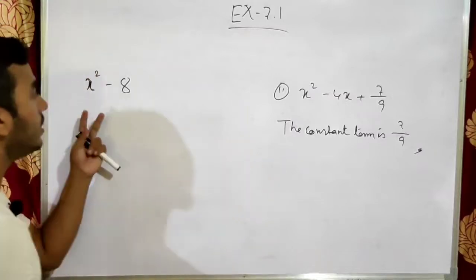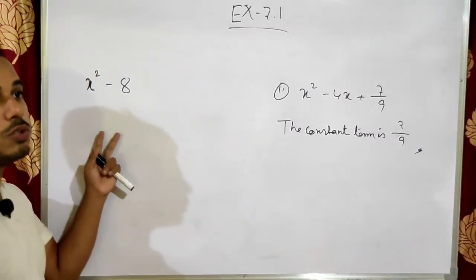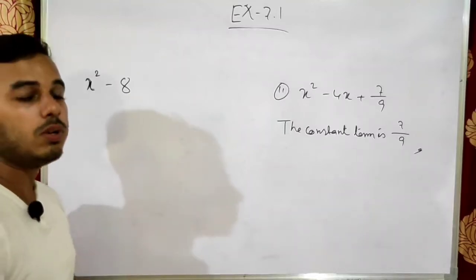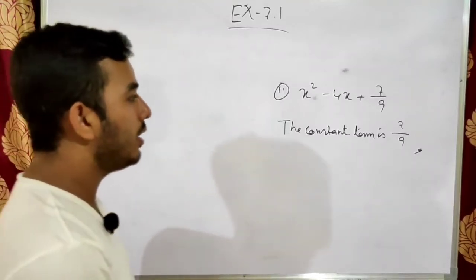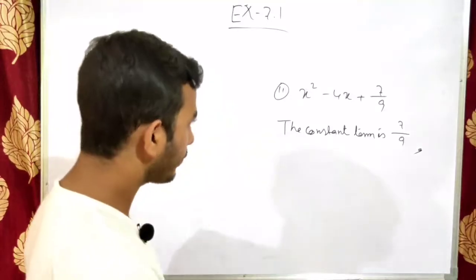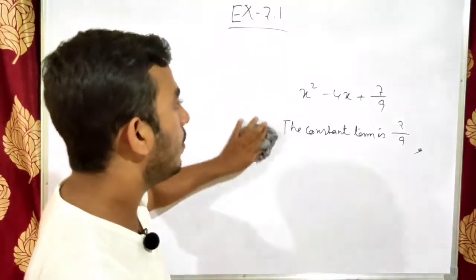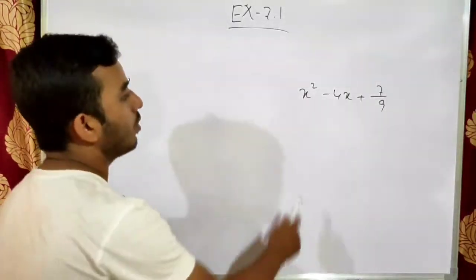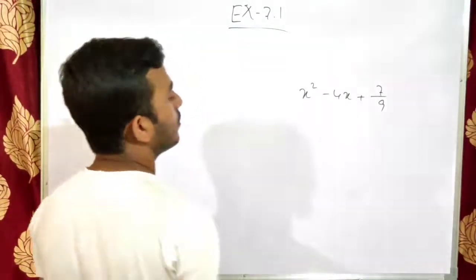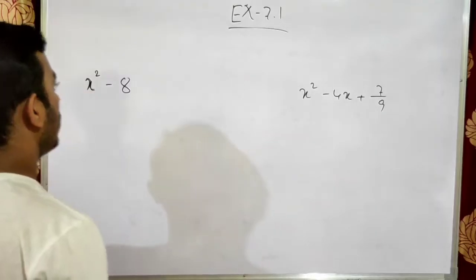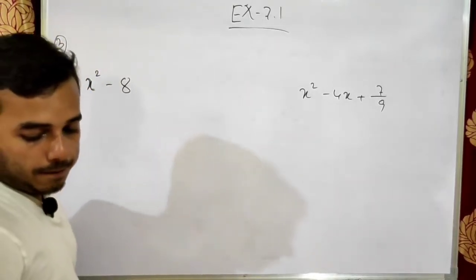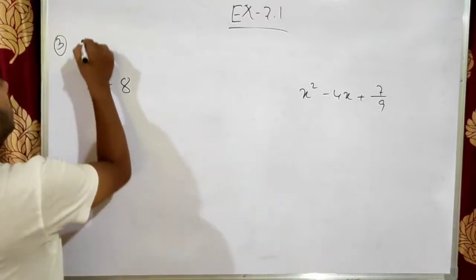For example, this expression is what? Monomial or binomial? This is one term, this is another term, so this is binomial. And this term is what? Monomial, binomial, trinomial, quadrinomial? Look, one term, 2 terms, 3 terms, so it will be trinomial. Okay, so let me write the question first.